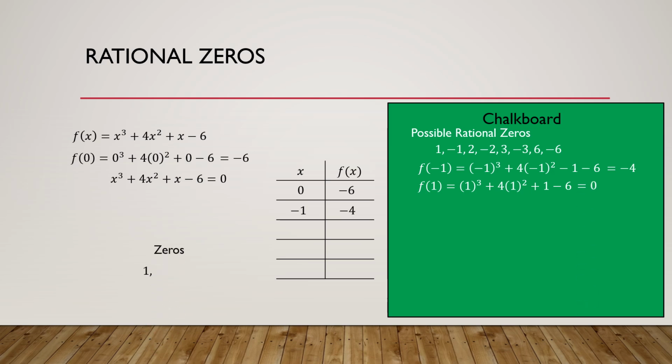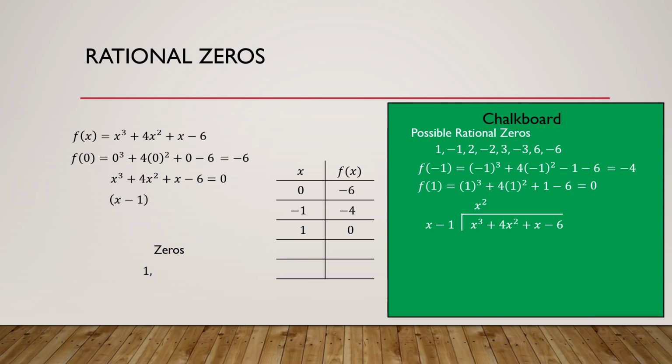Therefore, 1 is a rational zero of the function. The point 1, 0 is a point on the graph, and x minus 1 is a factor of this polynomial. Next, we use polynomial division: x cubed plus 4x squared plus x minus 6 divided by x minus 1.